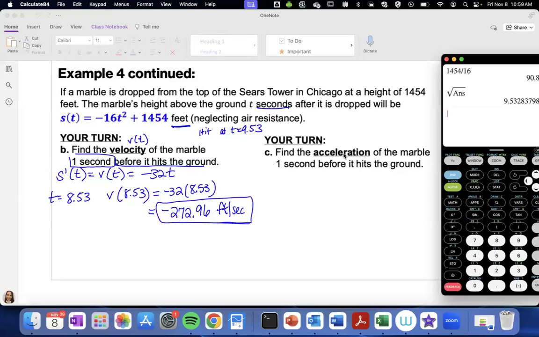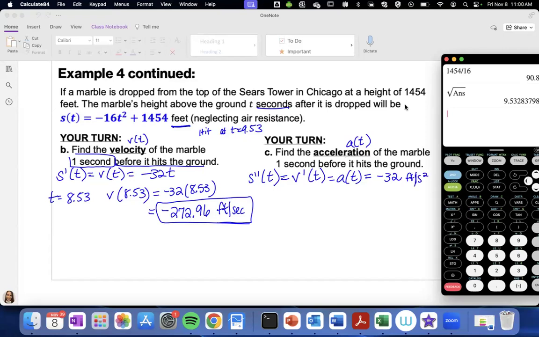Now, acceleration, we'll come back to that. Acceleration is the derivative of velocity, right? A of t is used to represent acceleration. Another way to write that is S double prime of t, the double derivative of position. It's the derivative of its derivative. So acceleration is easy. You just take the derivative of negative 32t, and that's going to be negative 32. What are the units for that? Feet per second squared. Okay.